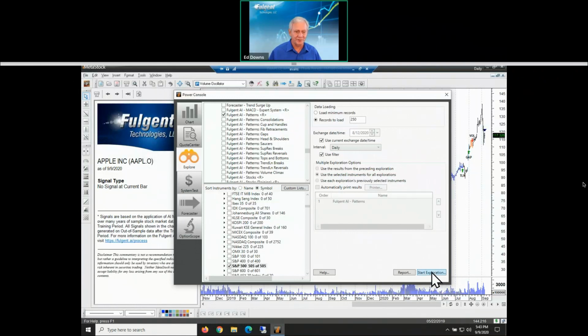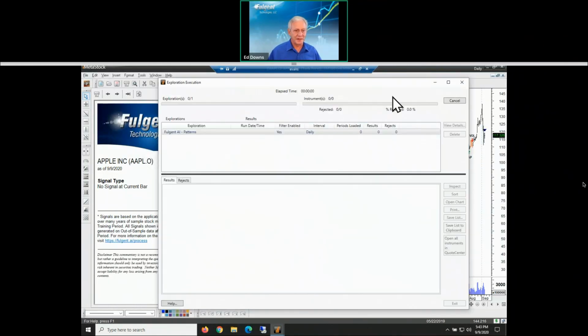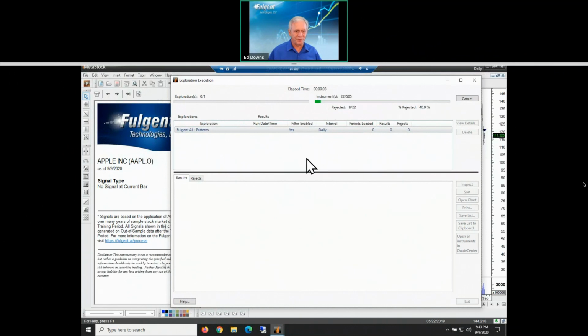So we're going to do all the patterns, start exploration, and you'll see how fast this is. It's very, very fast code. The Fulgent engine is running in the background. So you've got MetaStock here and Fulgent's over here. It's a pretty big program to do all this, but it's running in the background. It's all highly optimized code, and so it's able to do what you see right here. You can do the whole market in a couple minutes.